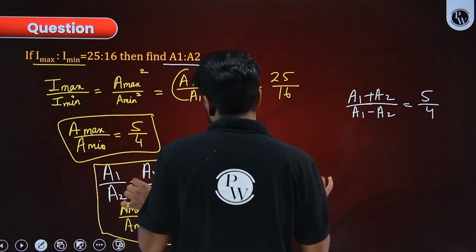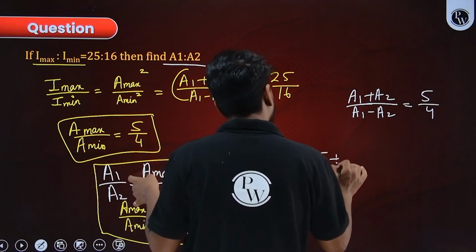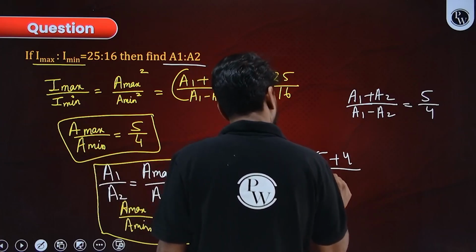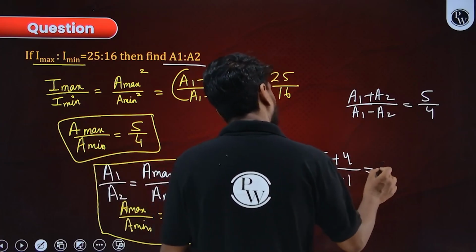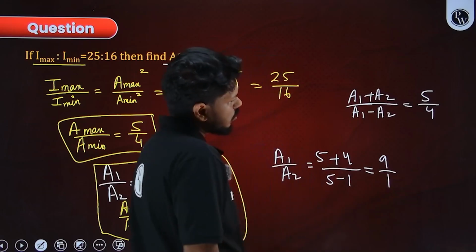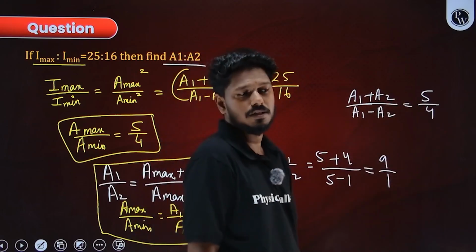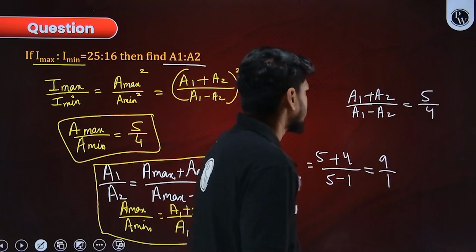A1 by A2 is equal to, what is A max? 5. What is A minima? 4. Divided by A max 5, A minima 4. So what I am getting? 9:1. You can solve this. You take cross multiplication and do all the maths. You will be getting the same answer.